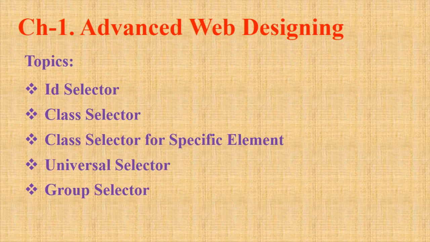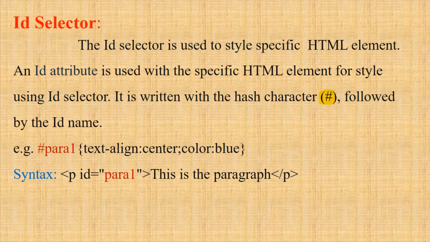Now before going to ID selector, I want to review what is meant by selector. A selector is nothing but a specific HTML element. In plain HTML we call the tag an element, whereas that tag in cascading style sheet is called a selector.